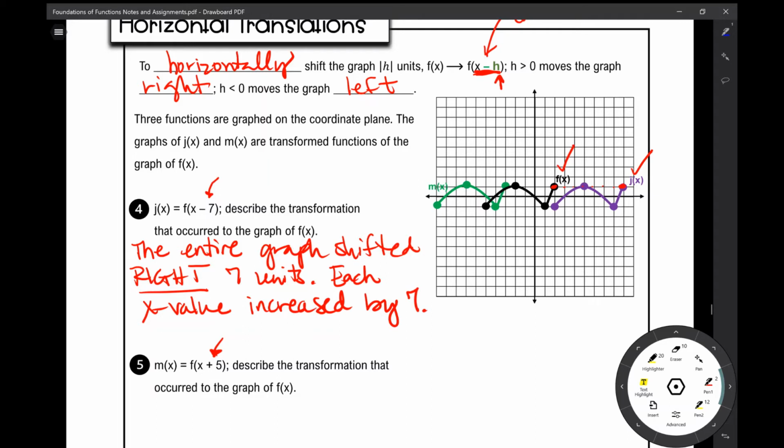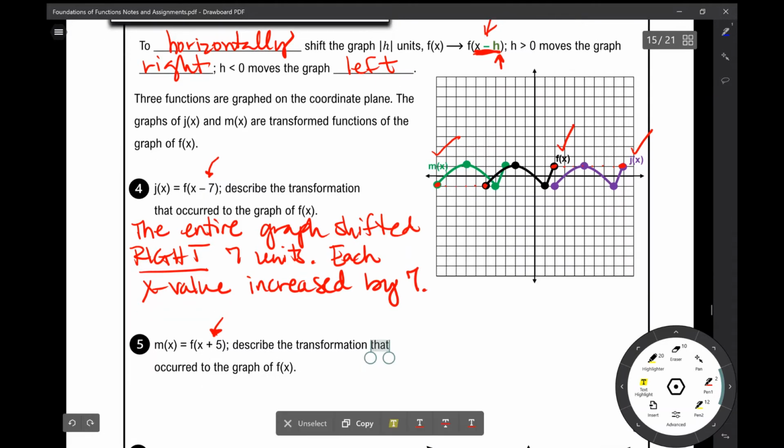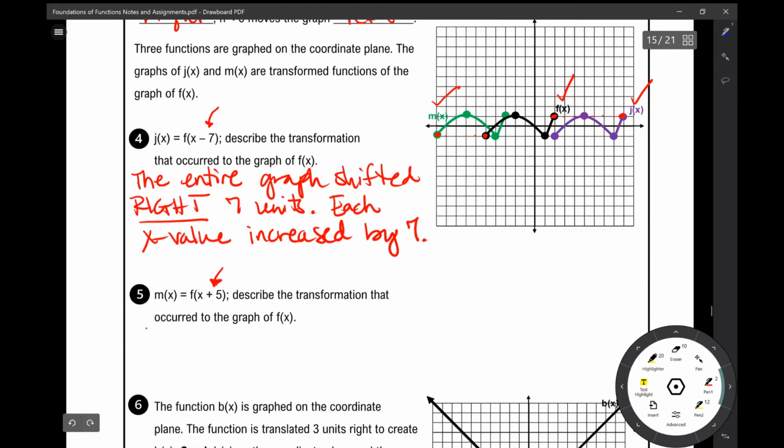So describe the transformation that occurred to the graph of f of x. Well, let's pick another point. Let's pick this point right here on the graph of f of x. How did we get from f of x to m of x? 1, 2, 3, 4. We move 5 to the left. So what happened? The entire graph shifted left 5 units.